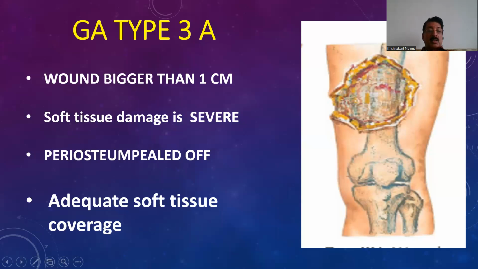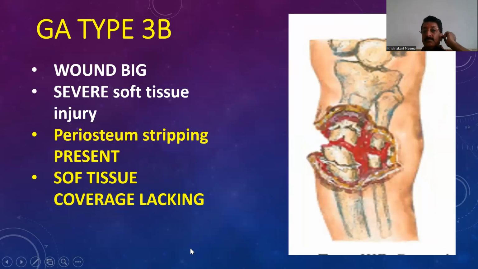What do you understand by type 3B? Of course, the wound is big. There is a severe soft tissue injury. Periosteum stripping is present like all type 3, right? But the catch here, what makes it B, not A, is that there is not enough soft tissue coverage over the fracture site. Can you see in the picture that the bones are exposed? There is no adequate soft tissue coverage.